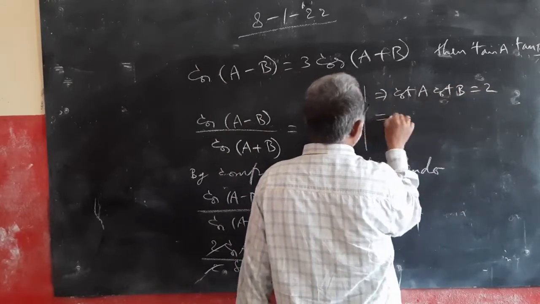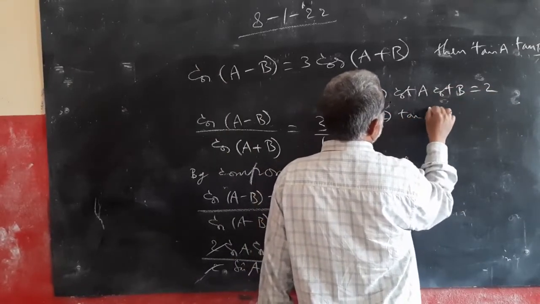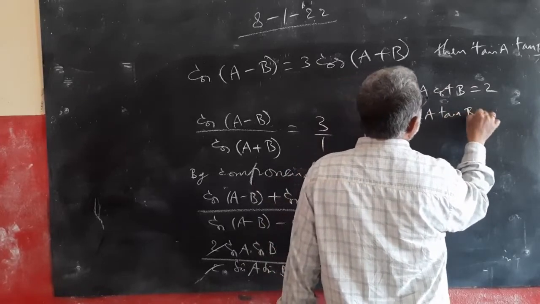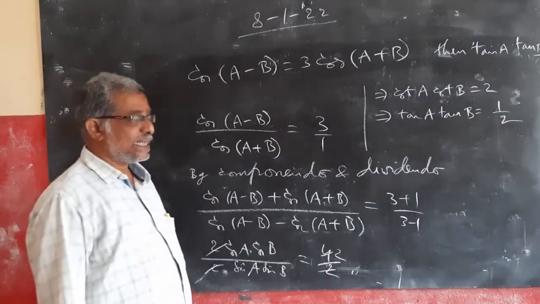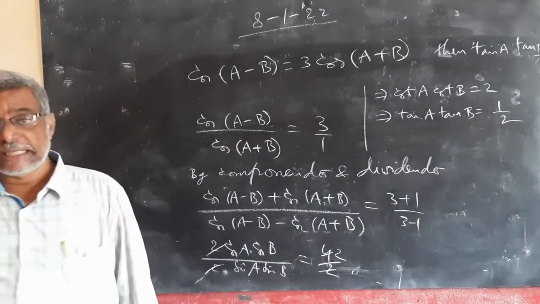So finally we have cot a into cot b equal to 2. So by reciprocal I will get tan a into tan b equal to the reciprocal of 2, which is 1 by 2. So it is asked tan a into tan b, its value is 1 by 2.